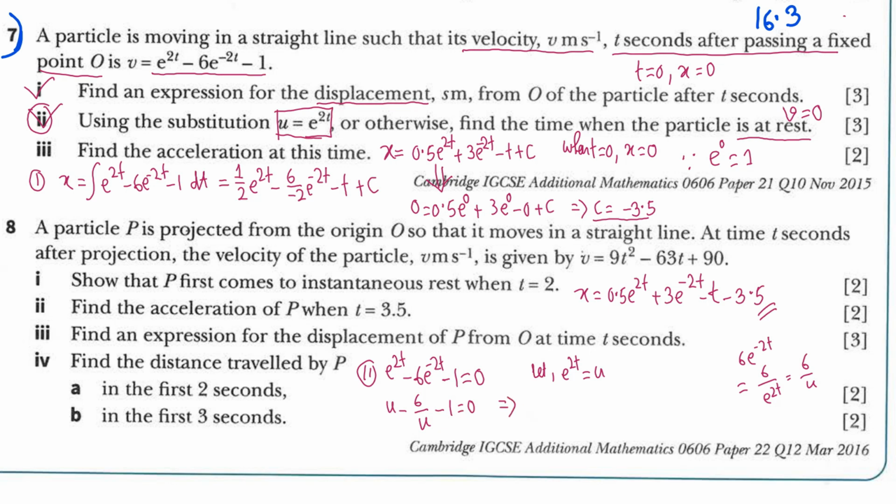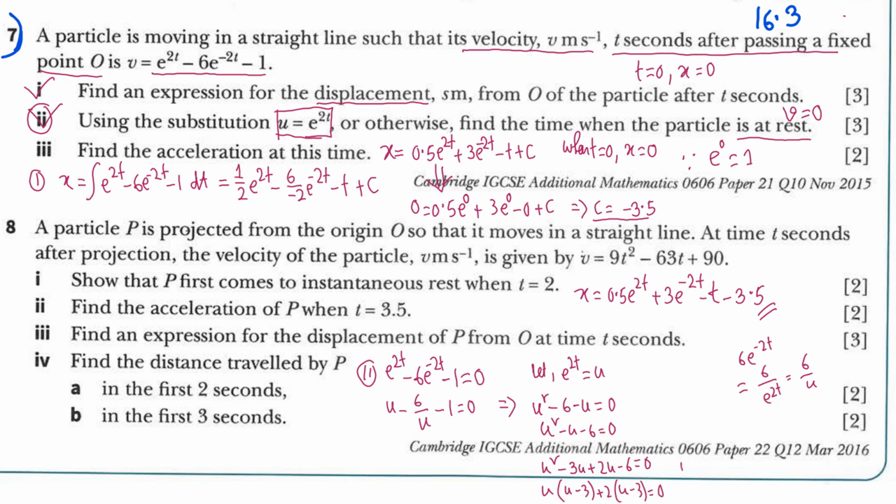If we multiply on both sides by u, then the equation becomes u square minus 6 minus u equals 0. Now make the middle term break. U square minus u minus 6 equals 0. So we can write u square minus 3u plus 2u minus 6 equals 0. So take u common, u minus 3, then plus, take 2 common, u minus 3 equals 0.